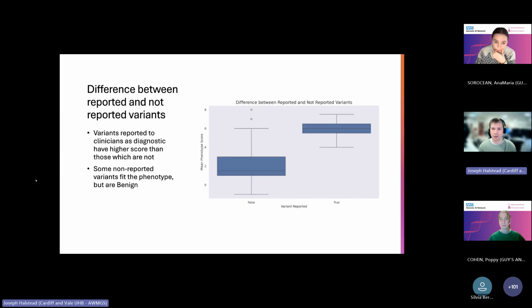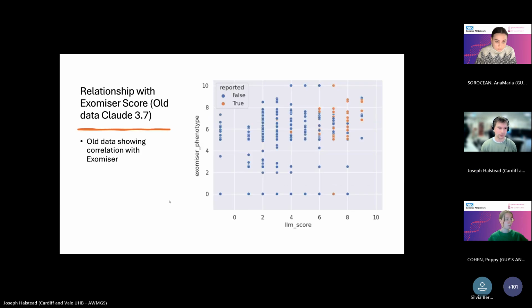So we then looked at, okay, what's the phenotype score of the variants that are actually reported as relevant and put on the patient's report? They were much higher. What was the phenotype score of the ones that weren't reported? They tend to be lower. You do get some that are high because they're relevant to the patient's phenotype, but they were benign, right? So they don't get reported because they're not pathogenic. So that makes sense. So it's shown it's actually predicting quite well which variants are relevant.